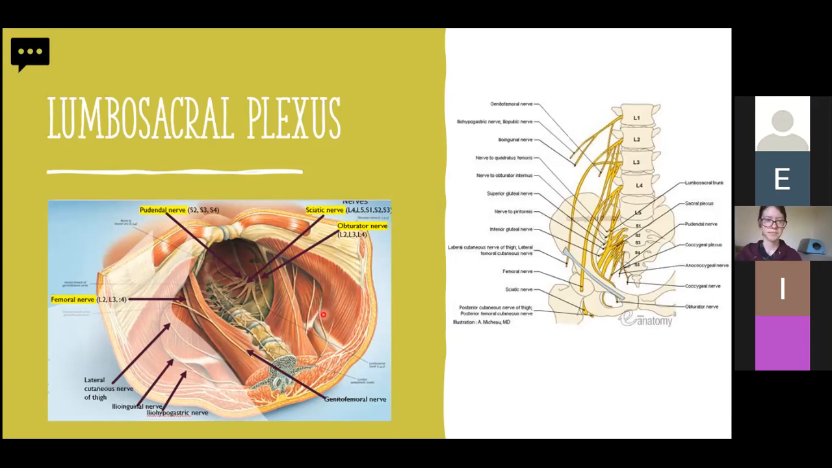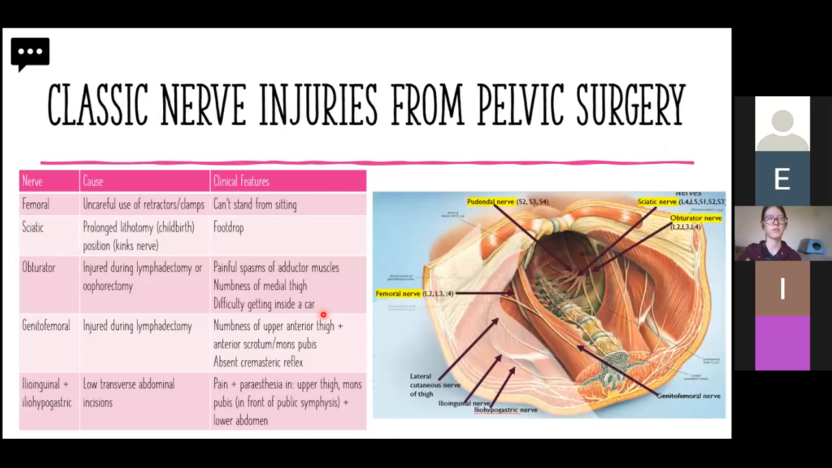All right. Classic nerve injuries. These ones are good to know because most of your questions will be somewhat clinically based. So femoral will be from uncareful use of retractors and clamps, and they can't stand from sitting.